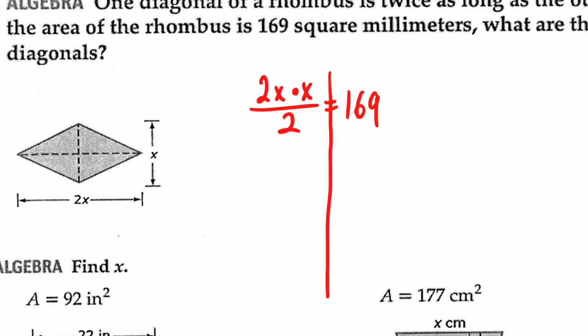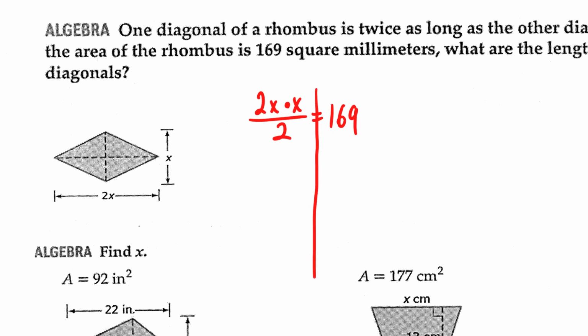Okay, so what do you think we need to do first here? Okay, let's get rid of the 2 first. Multiply by 2 on both sides. It's fine to do it that way. It really is more work to do it this way, but that'll work. Okay, so those are going to cancel. We're going to have 2x times x left here. What's 169 times 2? 338. Okay, 338.